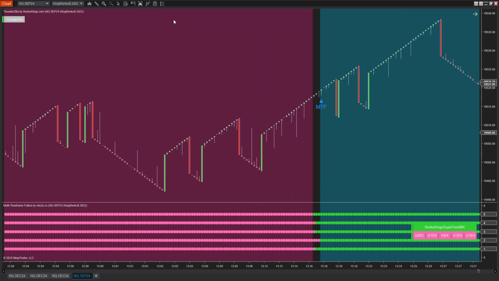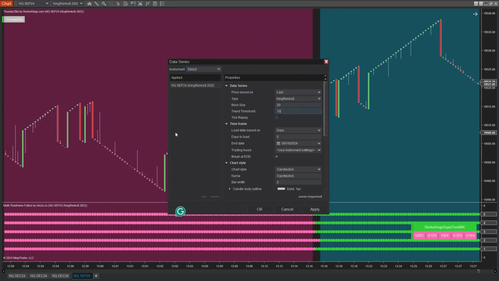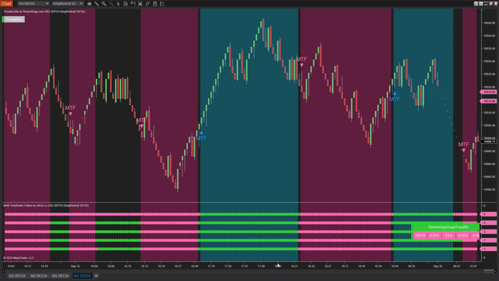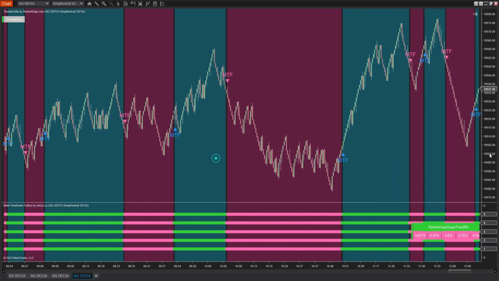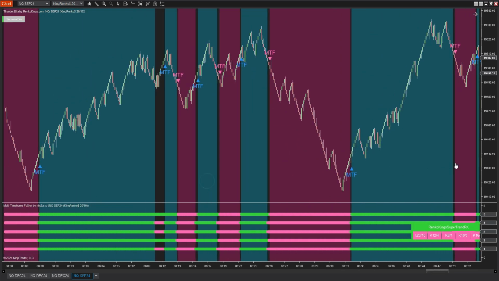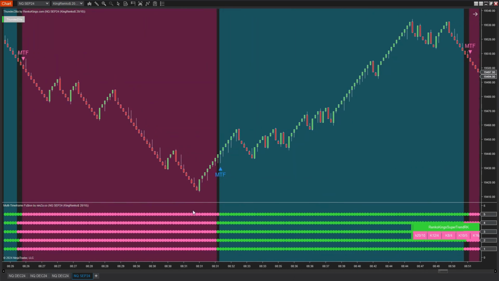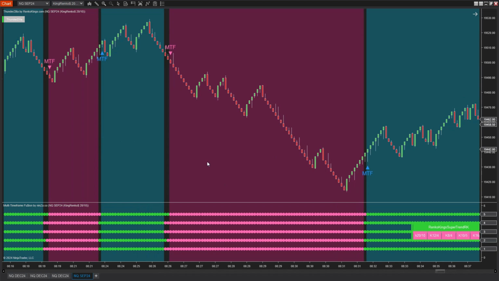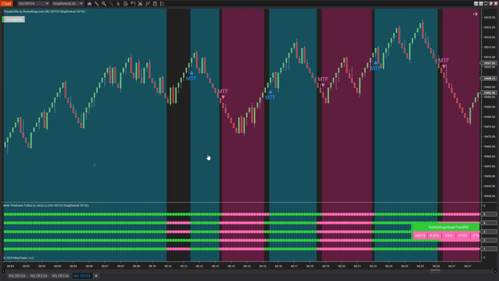So, let's go ahead and take a look at how Multi-timeframe Fusion performs on the chart. We'll see exactly how it gives us those signals and how everything lines up visually. This will really give you a feel for how powerful the tool can be when you're trading across multiple time frames.